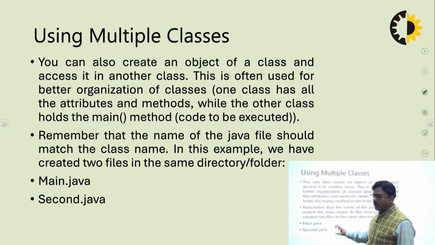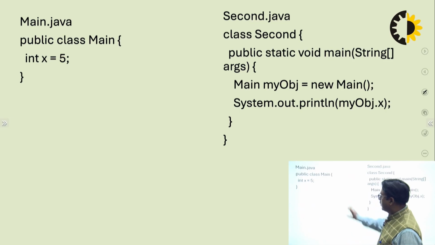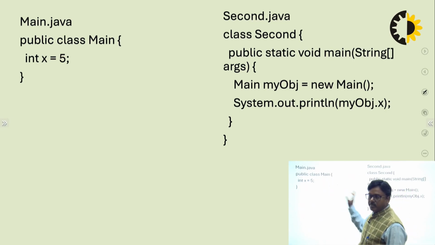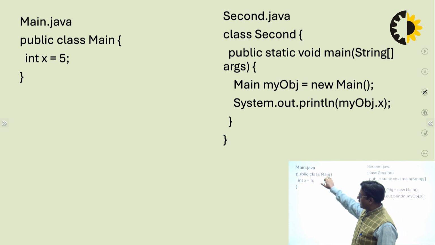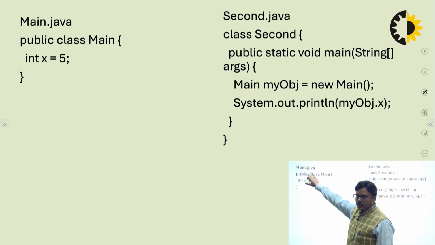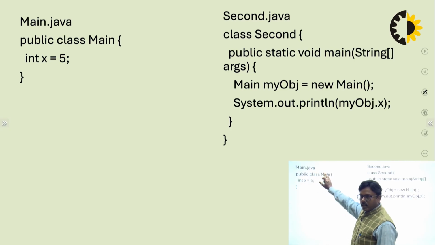This has been explained here: different classes, one is the main class, another is Second.java. Two different classes can be created and used. One is the main class, Main.java, which has been used here as an example. In the main class, the access specifier is public, the class name is Main, and a variable has been declared here.